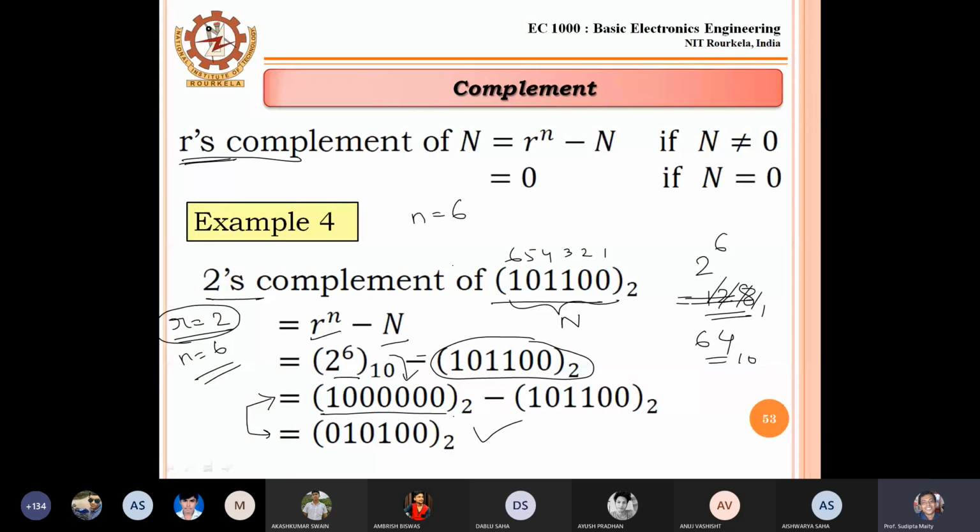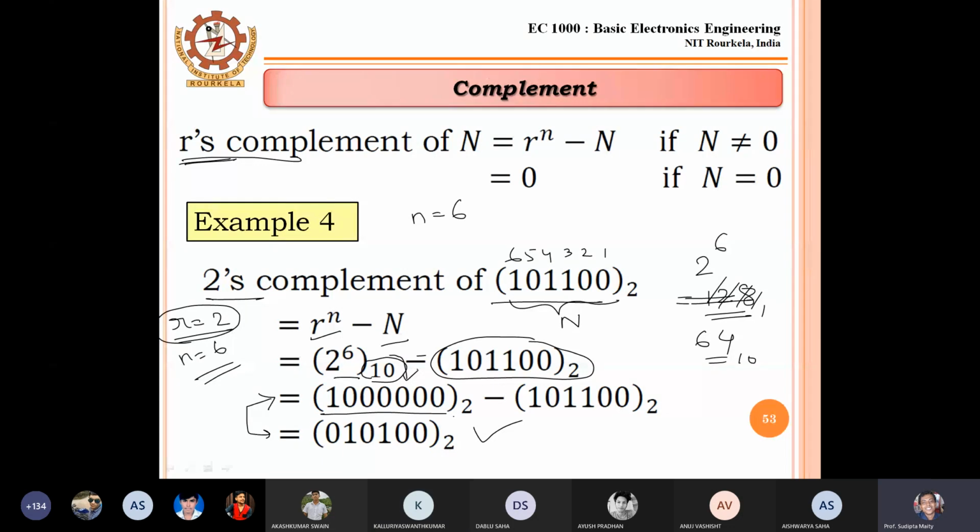Yes, what is it? 2 power 6 is in the decimal system, sir. We have converted to the binary system. Yes, I told you, it is in decimal. That's why 10 is given. Sir, if 2 power 6, we have to express in a 6-bit system, sir. But they are 7 bits. Who told 6-bit system?